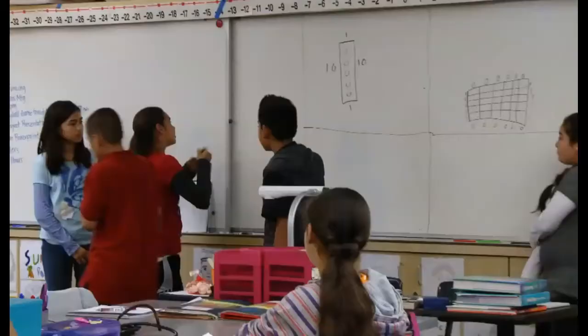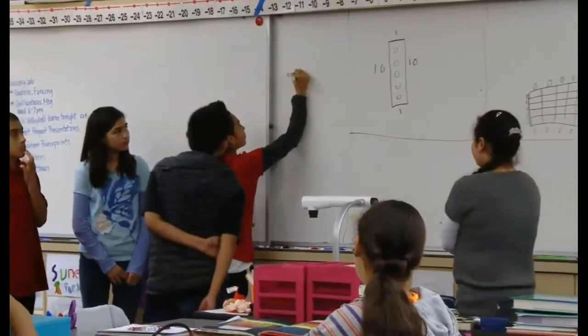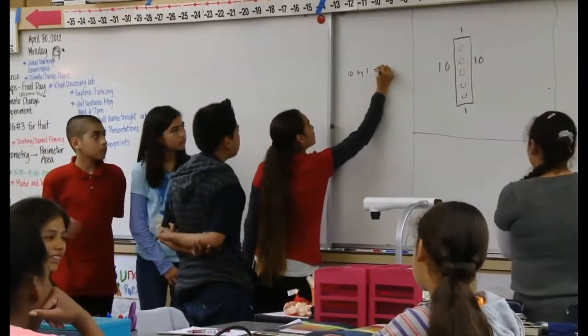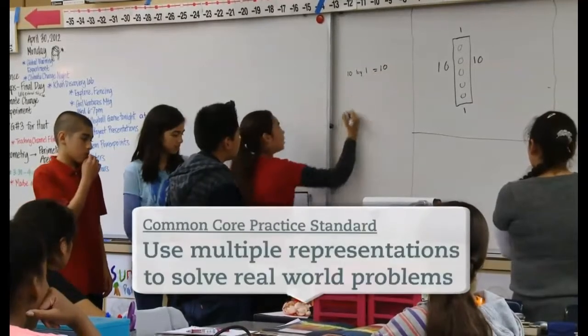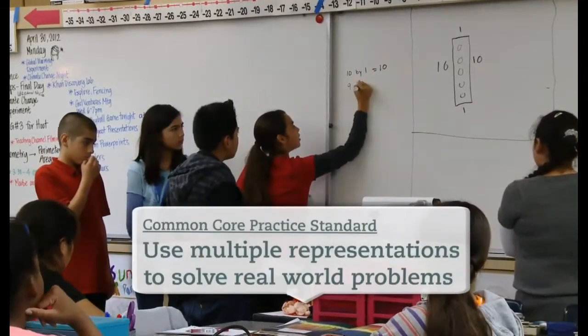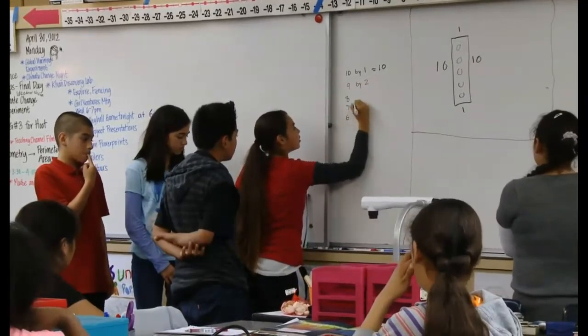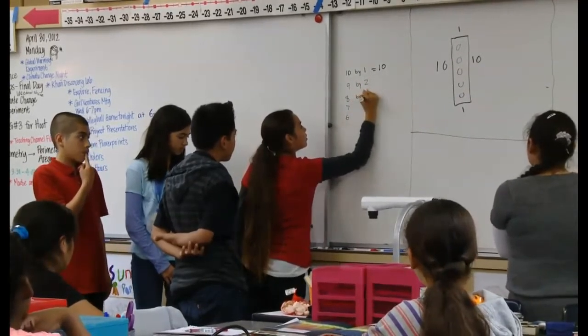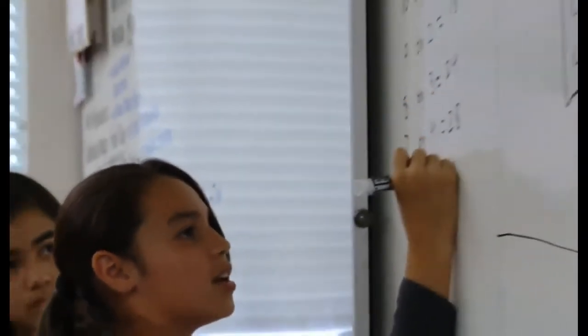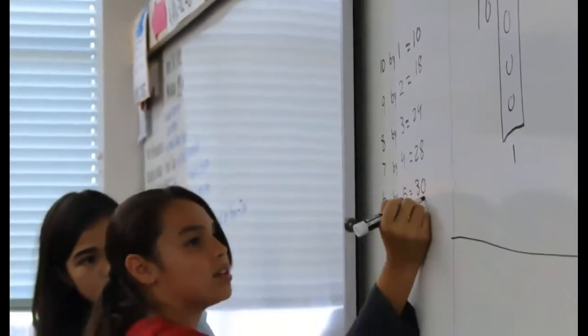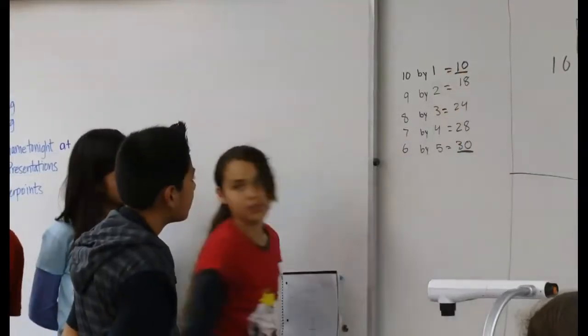10 by 1, the area would be 10. Then if the table was 9 by 2, the area would be 18. Some groups had decided to go straight away into the diagram and to draw a picture. Another student chose to do the data table, where they had the different values on either side. This area would be 24, this area would be 28, and this area would be 30. So then we see that this is the largest and this is the smallest.